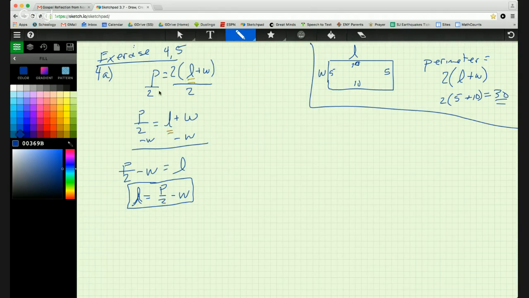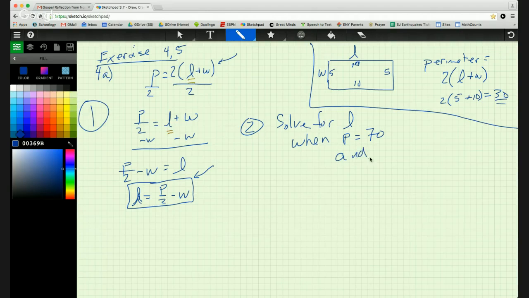Now I'll leave it to you to solve for W if you'd like to do that exercise. But the problem now says, let's use this original equation or our new equation to solve for L. So that we've already done. This was kind of part 1. Now part 2 says solve for L when P equals 70 and W equals 15. So let's go about doing that.